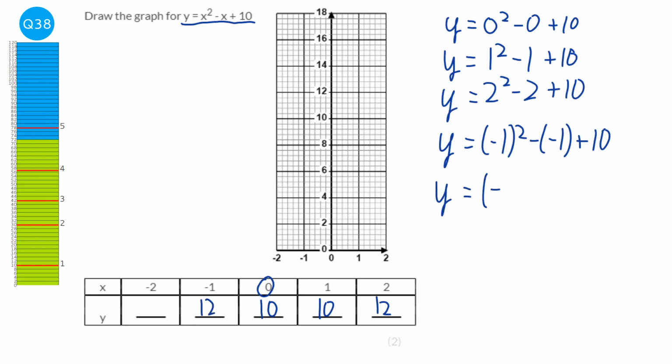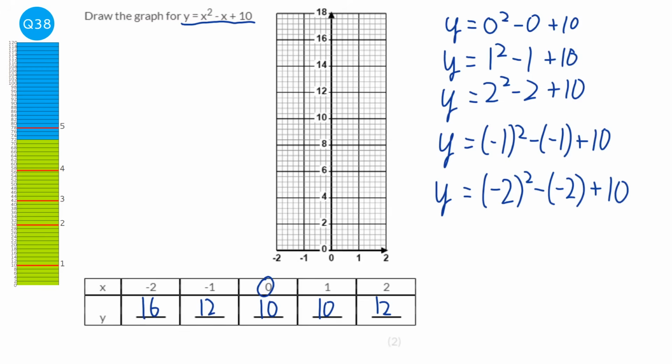And then we'll do the minus 2. So it'd be minus 2 squared minus 2 plus 10. So minus 2 squared is 4. The two minuses here make a plus, so it'd be plus 2. Should be 6, plus 10 will be 16.